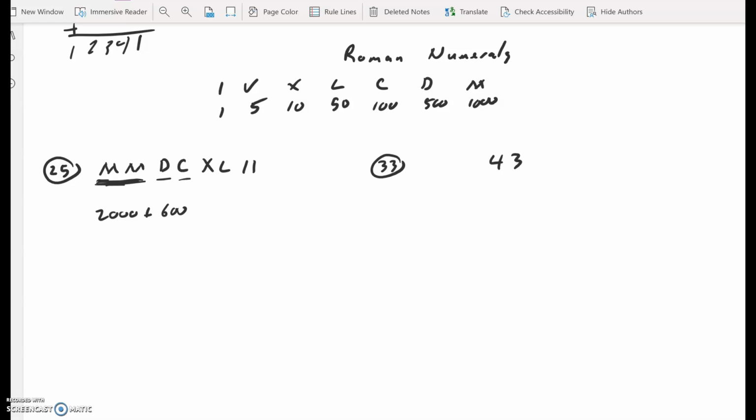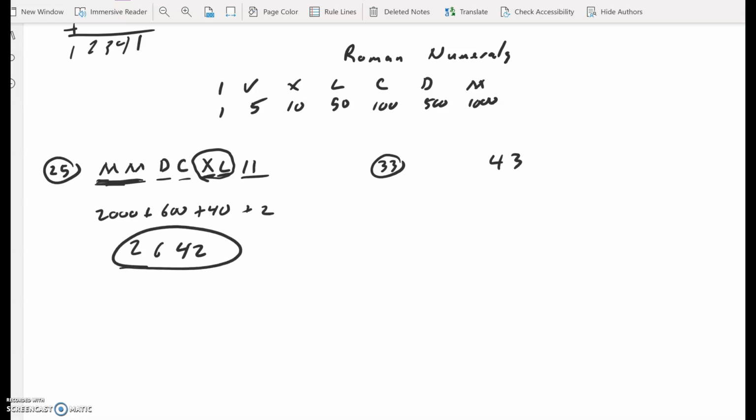But now it's going 10, 50, so it's starting to go back uphill. That means there's a subtraction going on. This isn't 50 plus 10. If it was LX, it would be 50 plus 10, but it's XL, so it's 50 minus 10. Whenever the small is in front of the big, there's a subtraction going on there. So 50 minus 10 is 40, and then plus 2. So we have 2,642 for a final answer.